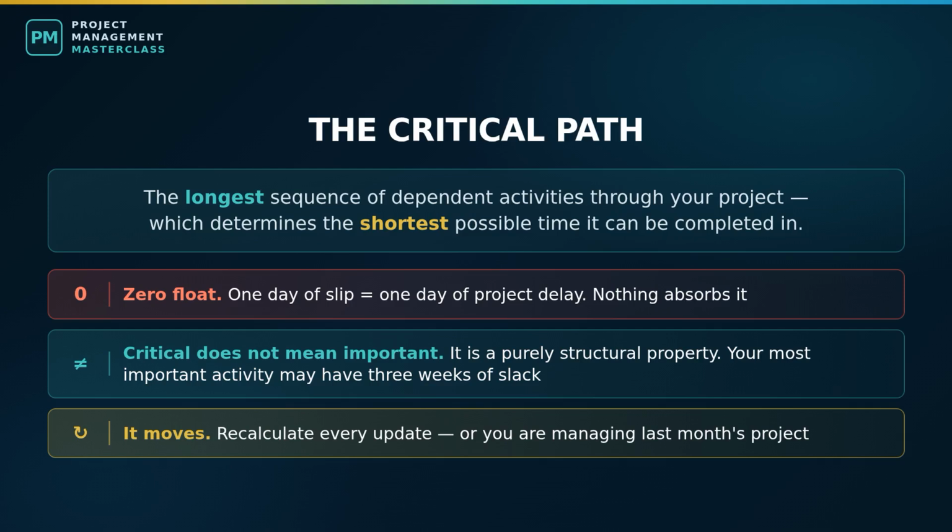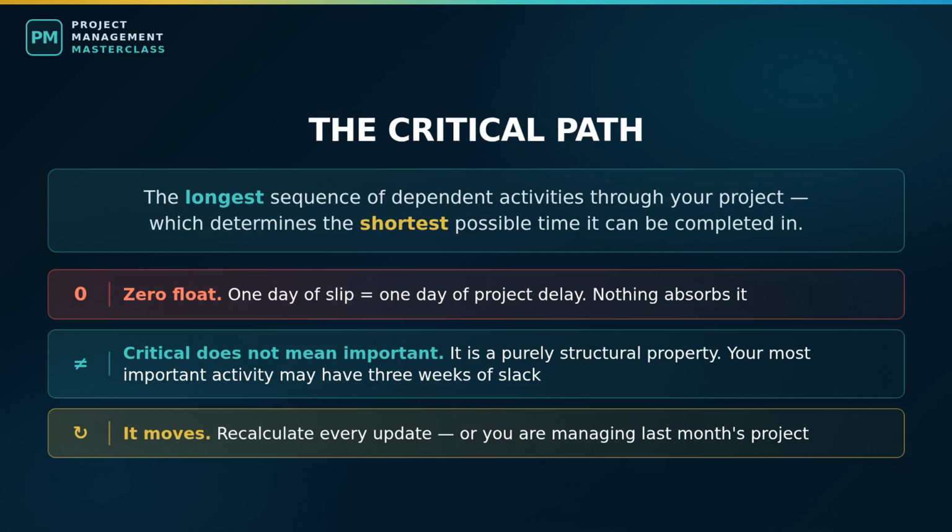Read it twice. Why is that true? Because every activity in that chain has to happen, and each one has to wait for the one before it. So the chain cannot be compressed by working harder somewhere else. Its length is the floor, which gives us the single most practical fact in scheduling. Any activity on the critical path that slips, slips the whole project. 1 day for 1 day. There is nothing to absorb it.